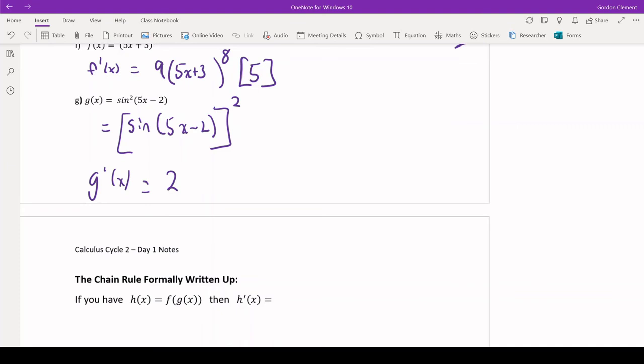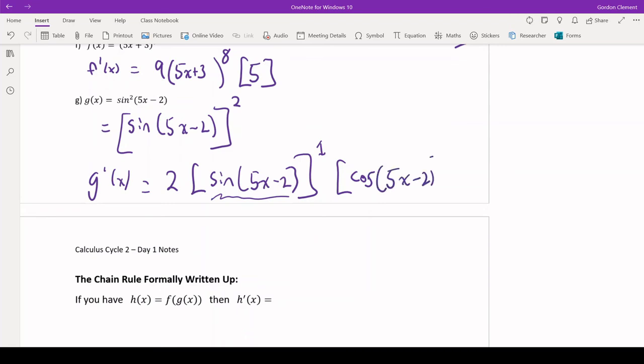The 2 is going to drop down in front. The inside function is going to stay there. The 2 is going to become a 1. You don't have to write that, but I did. Now we're going to do the derivative of the inside. Derivative of the inside is another chain rule. Derivative of sine, though, is cos. Leave its inside function there. Completely separately, multiply by the derivative of the inside. So there we have it.